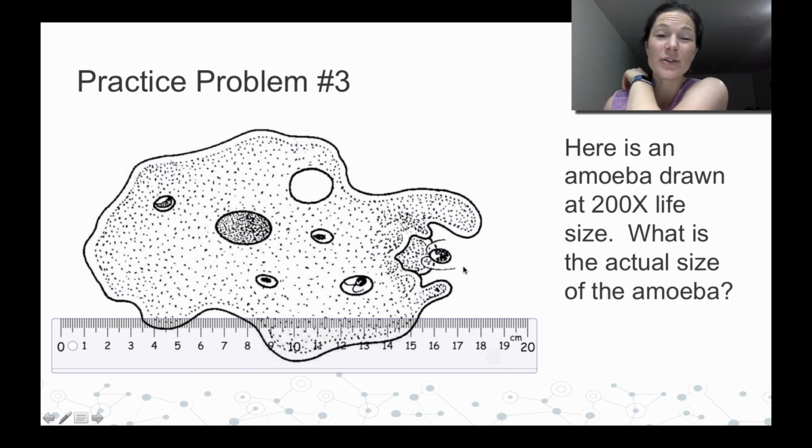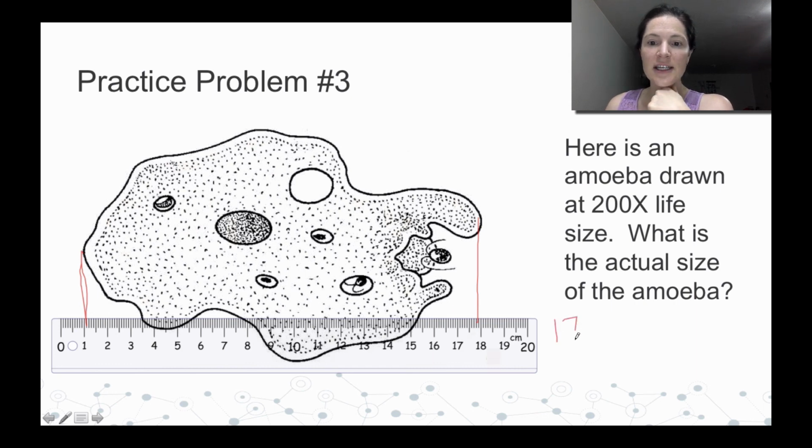In this case, you're using the same formula, but you're looking for the actual size. Again, I'm not sure what they're using for the length here, but it's probably like 18 minus 1. So you've got 17 centimeters is the image. And then you have the magnification.